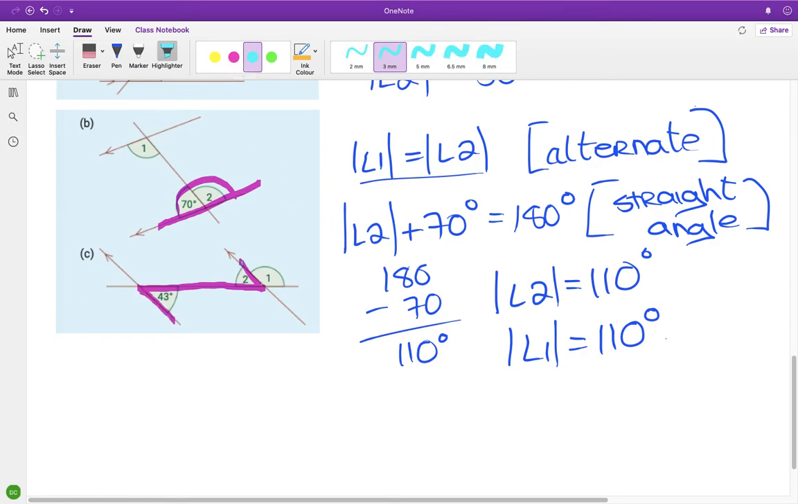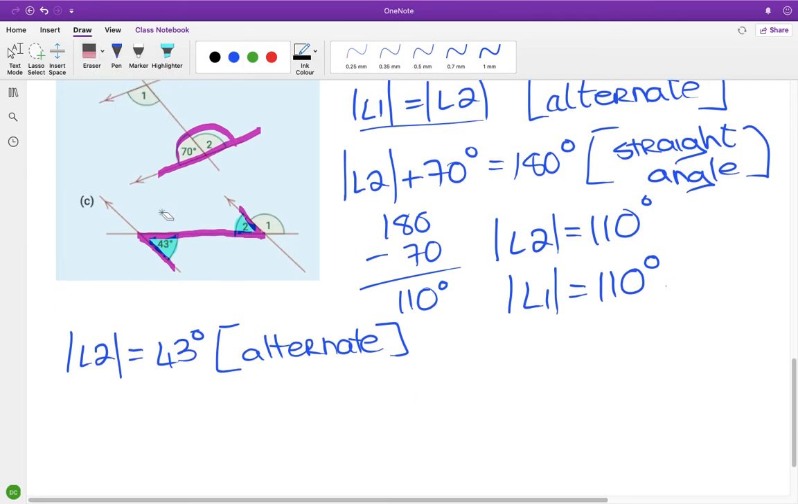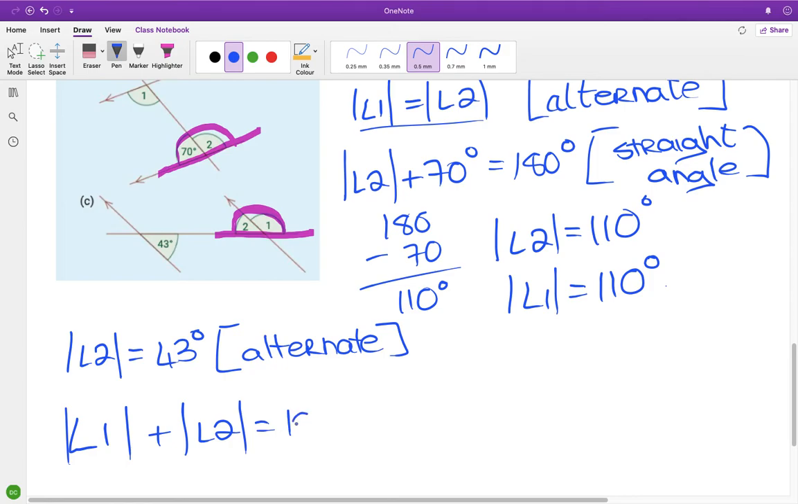Can you see it there? So now we know this angle and this angle have to be equal because they're on opposite sides. So angle 2 equals 43 degrees, and we know that because they are alternate to each other. And then hopefully you can see this one. Here is a straight line, which means any angles in here must add up to 180. So angle 1 plus angle 2 have to add up to 180. Why? Because they're sitting on a straight angle.